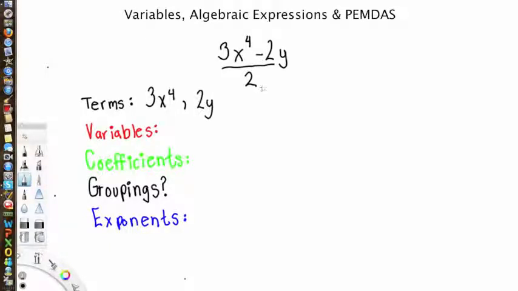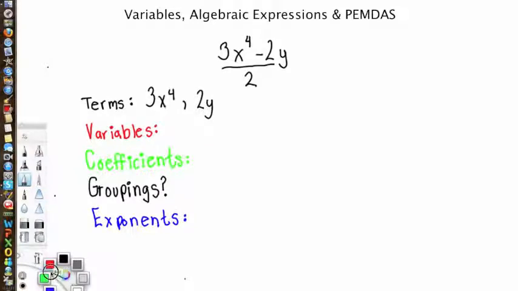Now some of you might want to say, well, what about 2? Isn't 2 a term? Well, if it was in this expression and it was separated by addition or subtraction, yes. But when we take a look at this, there's a fraction bar here. So that's division. So we can't say that 2 is a term in this expression. Okay, let's take a look at some variables.